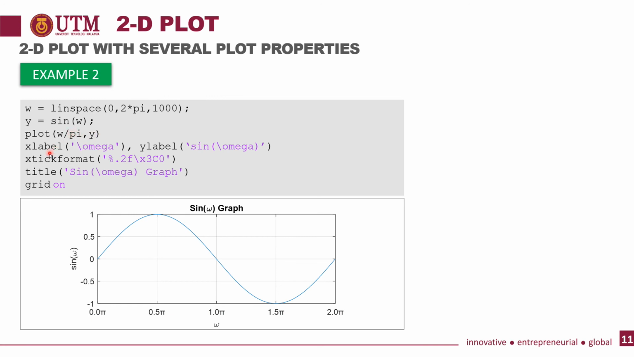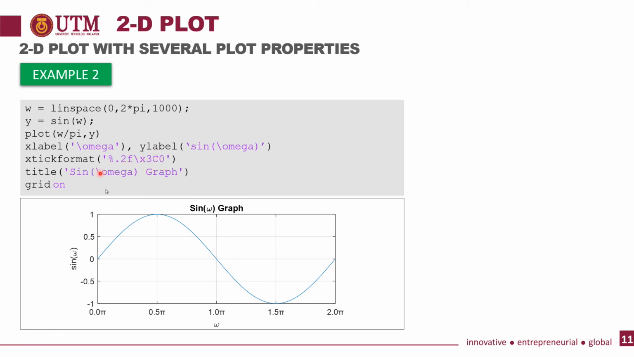You see here it puts the name of the x label. The xlabel is the name of the x-axis, which is omega. The ylabel is the name of the y-axis, sine omega. Then the x tick format. The title is sine omega graph. For the x tick format, we want to initialize a pi here, so you need to put this, \x3c0, which I think represents pi.